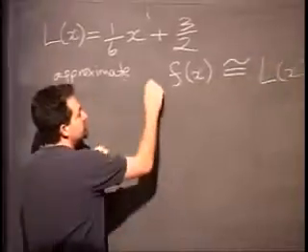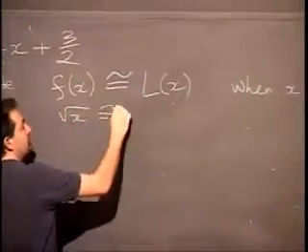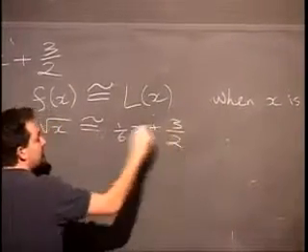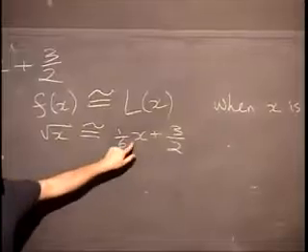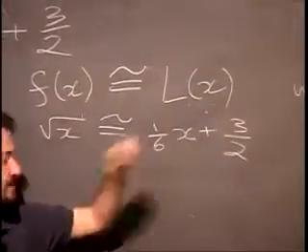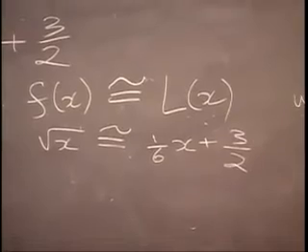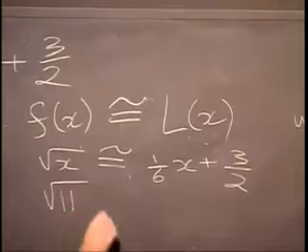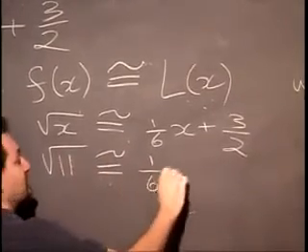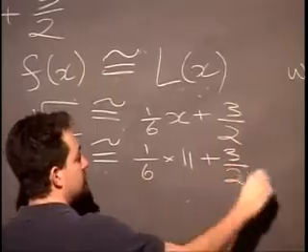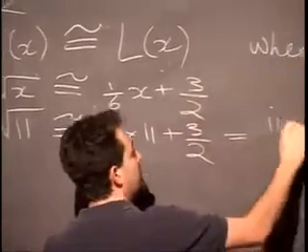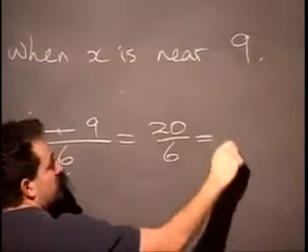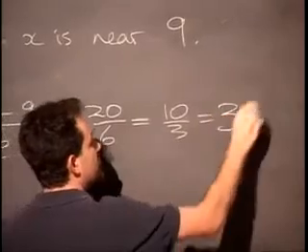You get, remember, this is root x, and this is 1/6 x plus 3/2. Plug in 9 if you don't believe me. You get 3 there, and there you get 9/6, which is 3/2, plus 3/2, which is 3. So at 9, they're equal. Near 9, they're almost equal. So in particular, 11 is somewhat close to 9. It's 1/6 of 11, and if you work this out, you get 11/6 plus 9/6, which is 20/6, which is 10/3, which is 3 1/3.